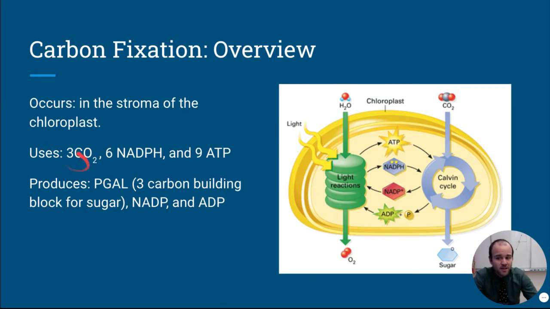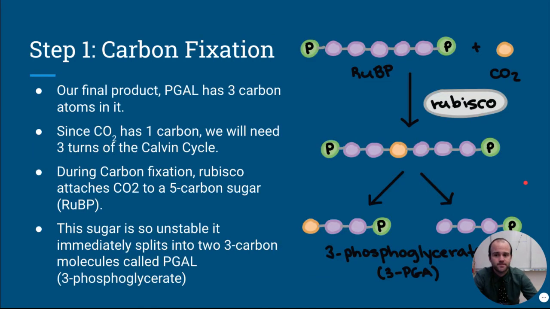We're going to use 3 molecules of carbon dioxide for each turn of the Calvin cycle, 6 NADPH for each turn, and 9 ATP for each turn. And you'll notice that'll make 1 PGAL, a 3-carbon building block for a sugar. Since sugar has 6, that's right, just like the Krebs cycle, we're going to do 2 full cycles. It'll release some NADP plus to send back to the thylakoids and some ADP and phosphate to send back to the thylakoids. So I'm going to break this down real quick, how this cycle works.